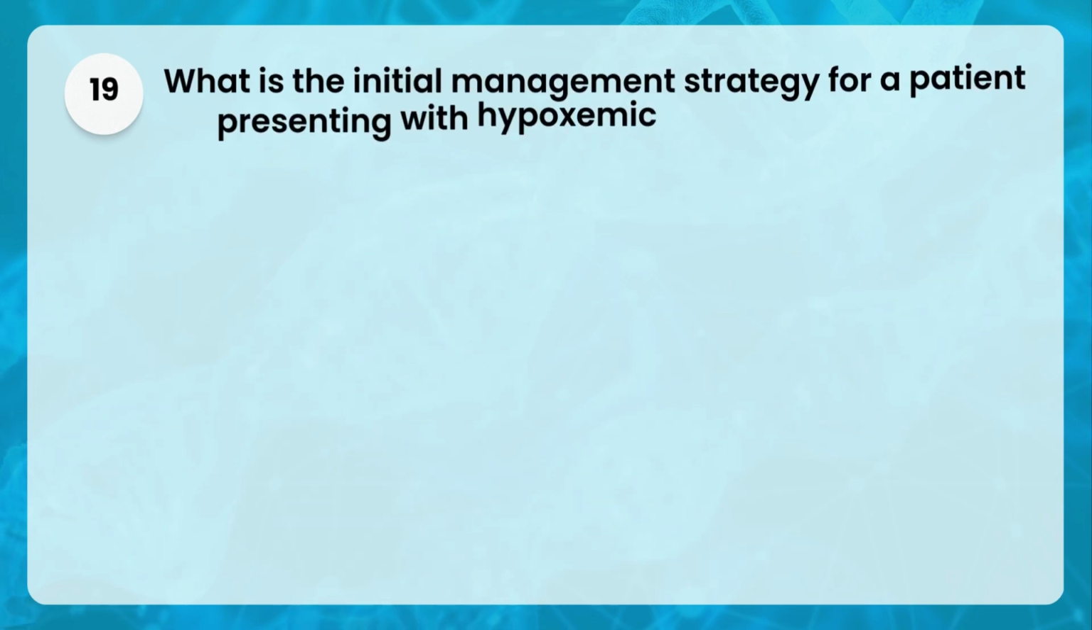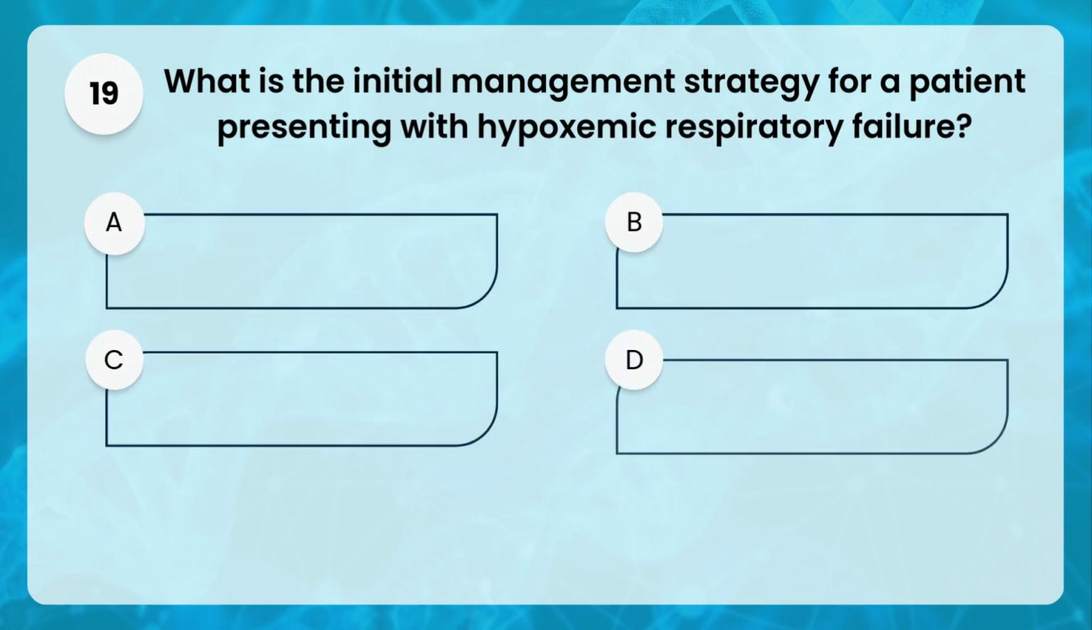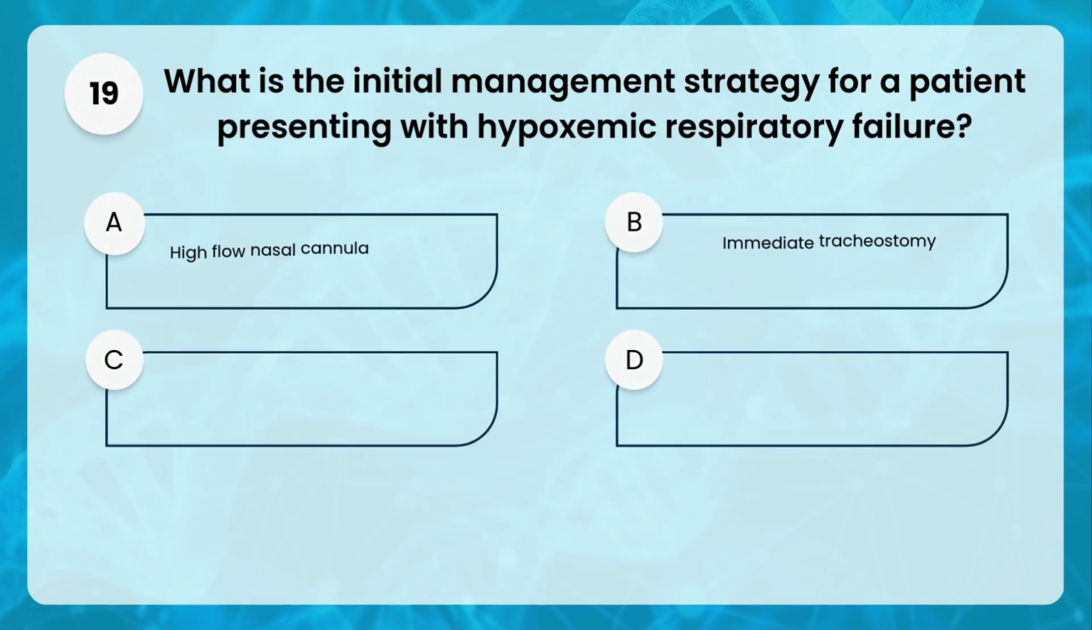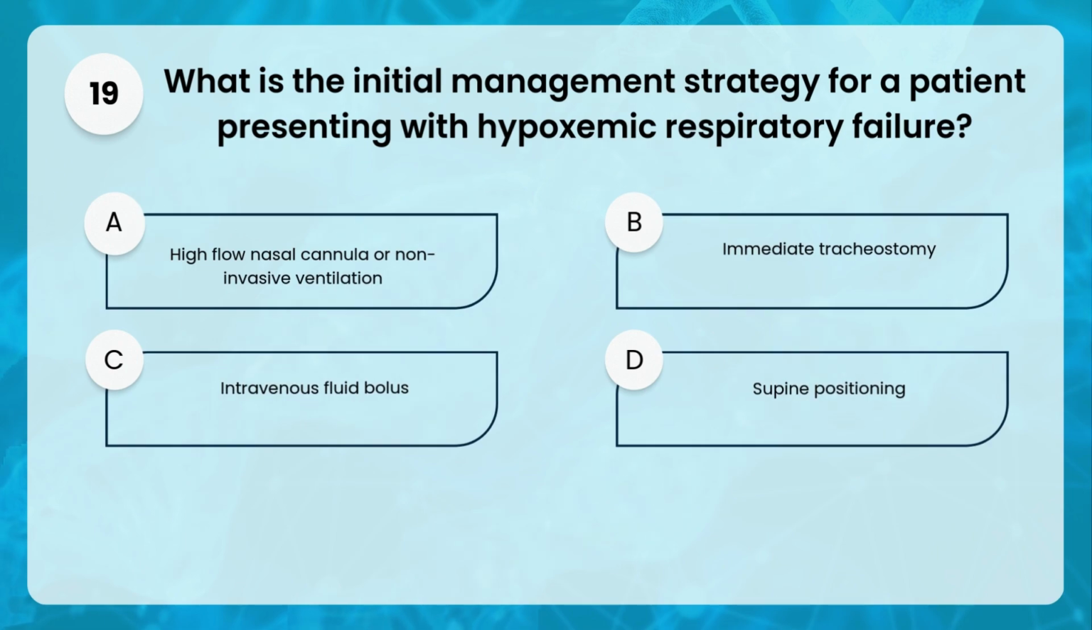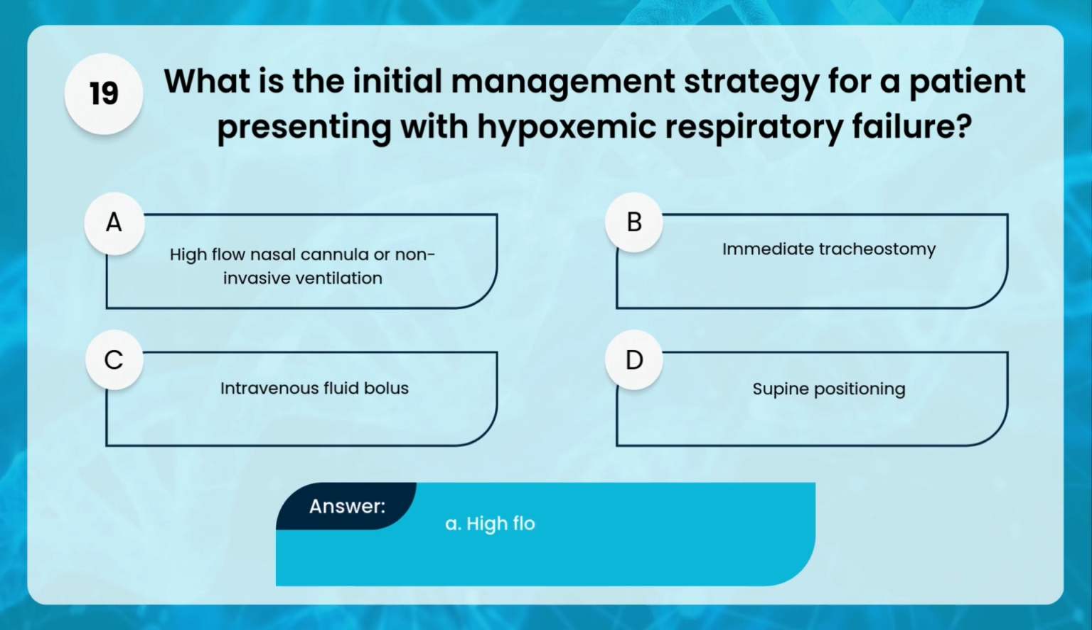19. What is the initial management strategy for a patient presenting with hypoxemic respiratory failure? A. High-flow nasal cannula or non-invasive ventilation. B. Immediate tracheostomy. C. Intravenous fluid bolus. Or D. Supine positioning. The answer is A. High-flow nasal cannula or non-invasive ventilation.